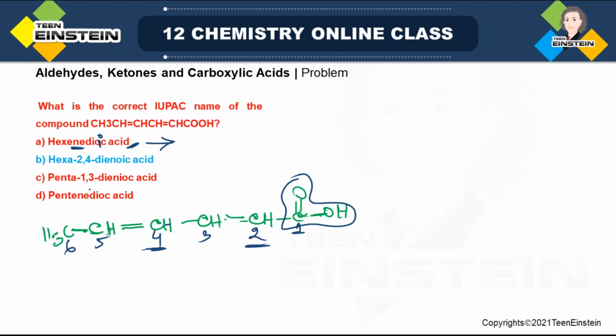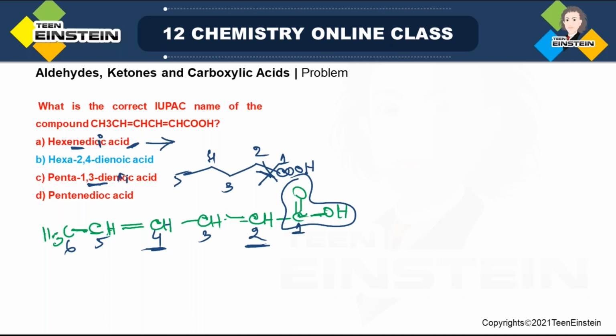Then option C, it is saying penta 1,3-dioic acid, but the position of double bond is not 1 and 3. Right? If you write this structure, it will be something like this. First of all, it is penta, that means 5 carbon. This is CO2H. 1, 2, 3, 4, 5. At 1 and 3 position, there is oic acid. But at 1 position, you cannot place a double bond. That is not possible because of the valency of carbon. So this is also not correct. It is not making any sense, the structure that we are getting from this name.